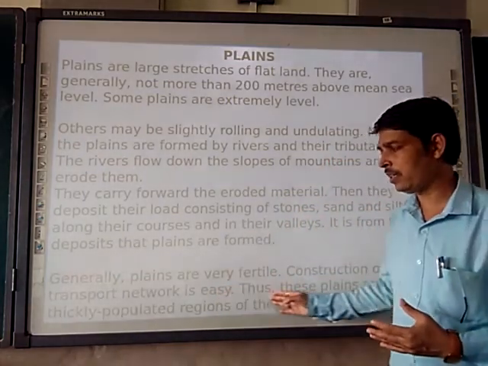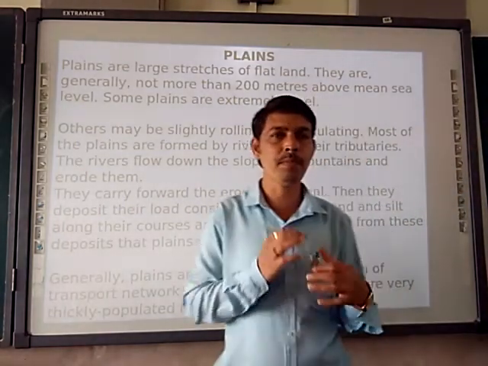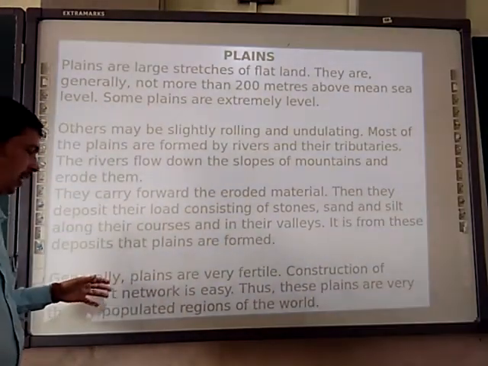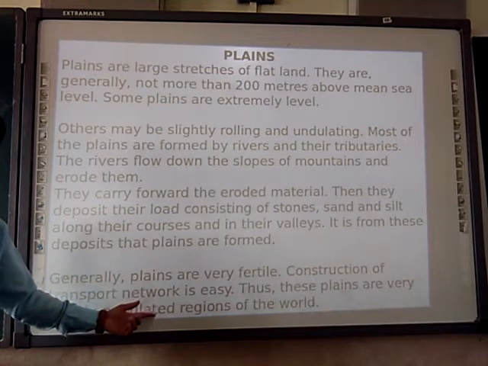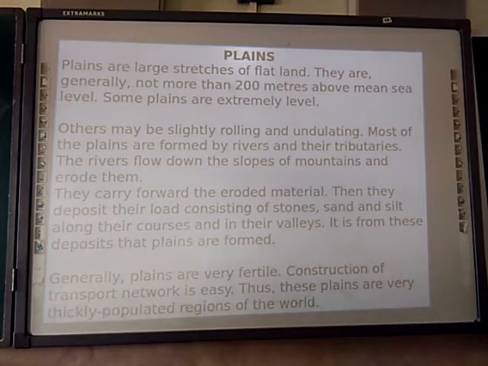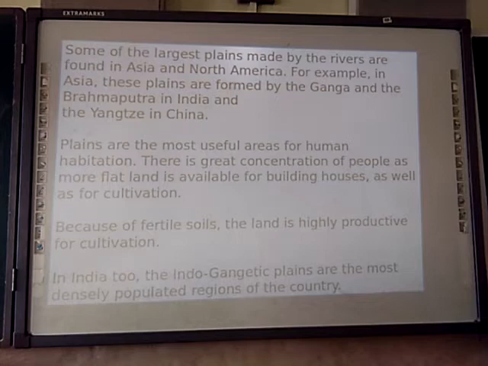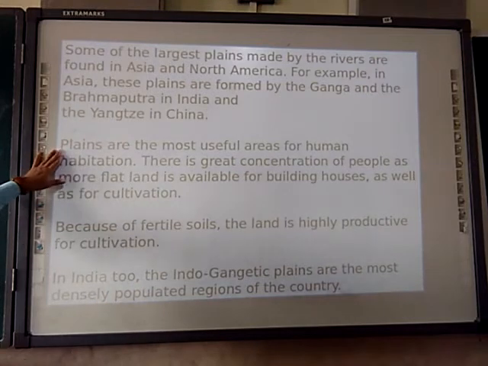Next, these are the usefulness of the plain, and why lots of population is living on the plain: because in the plain area, network connection, transportation and cultivation are very easy. Next, some of the largest plains made by rivers are found in Asia and North America. For example, in Asia these plains are formed by the Ganga and Brahmaputra in India and the Yangtze in China.